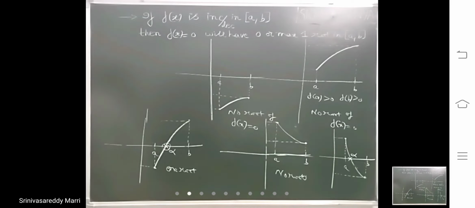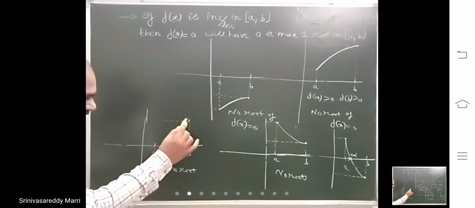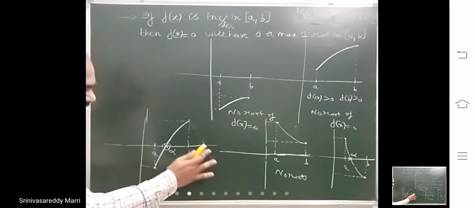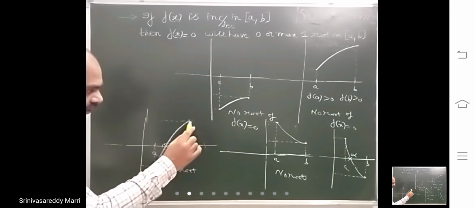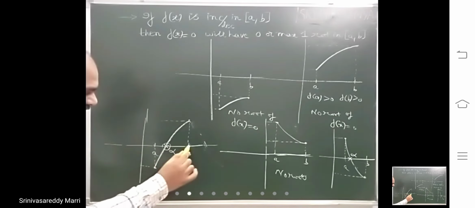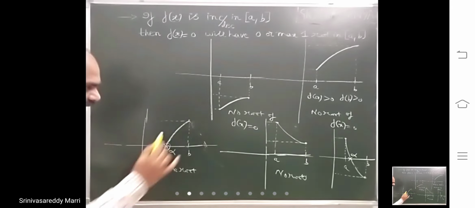Because you can ask, sir, why won't there be any two roots? Because from here to here it increases. If it comes down again, then there will be a root. But in this interval, it is only increasing, it won't come down. Look, again a root will be there if it comes down like this. But in this interval, it will not decrease, it will only increase.